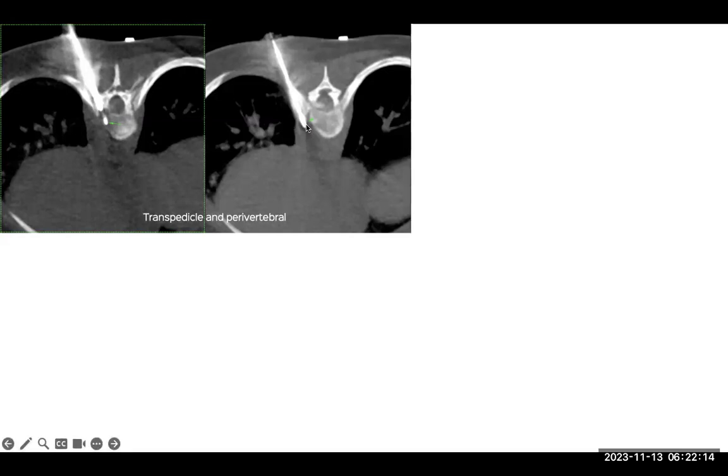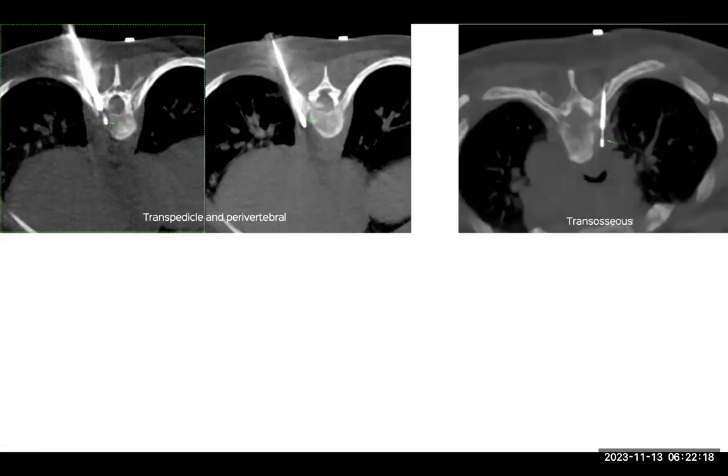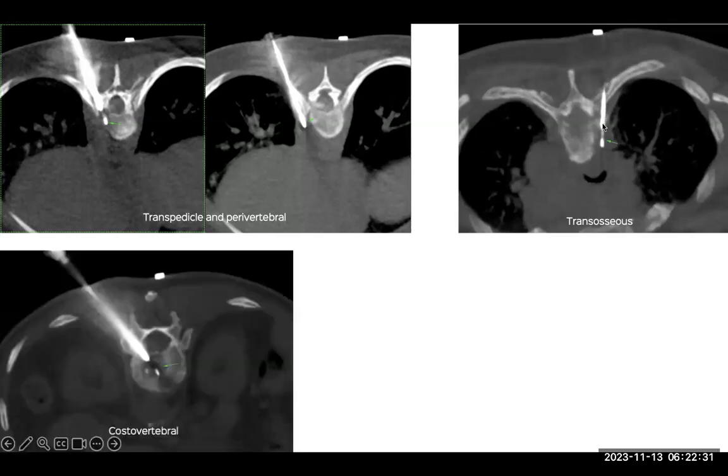On the MR, there was a collection here, there was an osteolytic lesion here, so we sampled both. And that increases the time a little bit, but it's worth the effort. Now, here we wanted to go into this collection. There was no real approach, so I went through the rib. So it's like a transosseous route.